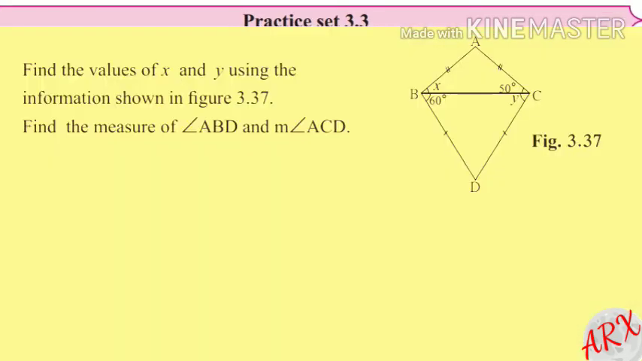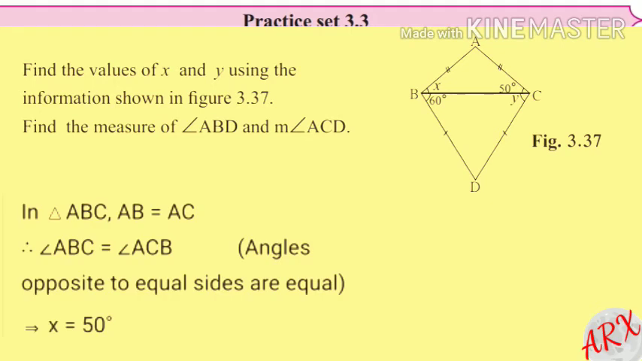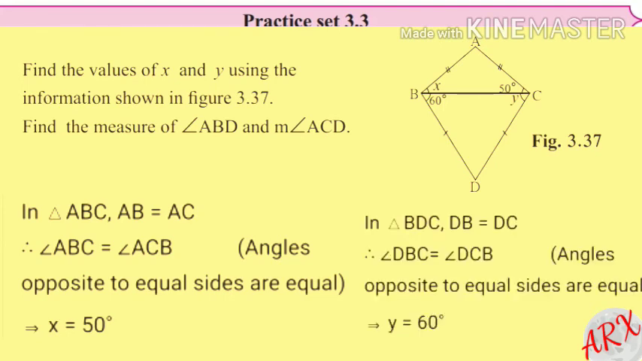Question number 1. Find the values of x and y using the information shown in the figure. Find the measure of angle ABD and measure of angle ACD. Now in triangle ABC, AB equals AC, therefore by the isosceles triangle theorem, angle ABC equals angle ACB. Therefore, x equals 50 degrees. In triangle BDC, DB equals DC. Again by the isosceles triangle theorem, angle DBC equals angle DCB. Therefore, y equals 60.